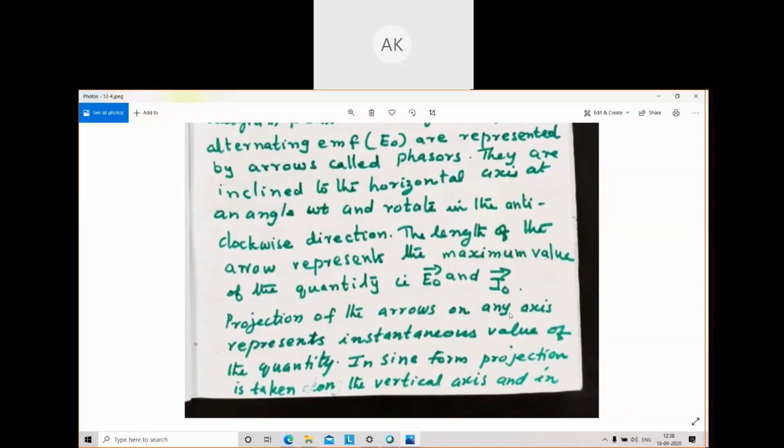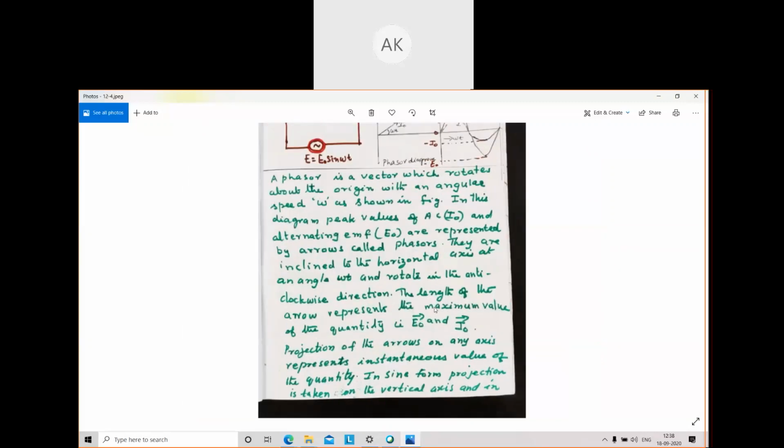The projection of the arrows on any axis represents the instantaneous value of the quantity. How will you get the instantaneous value?